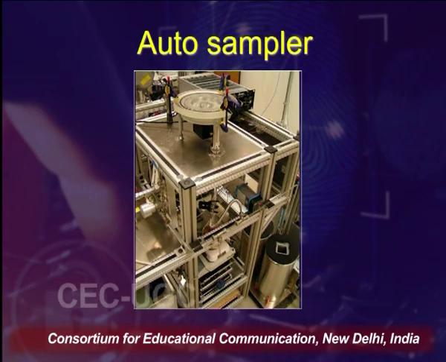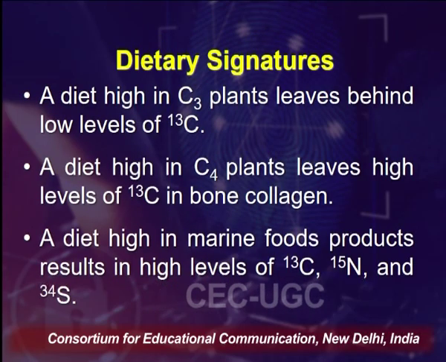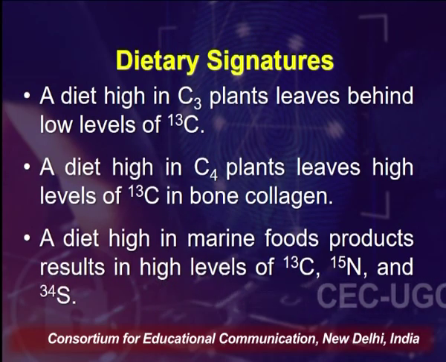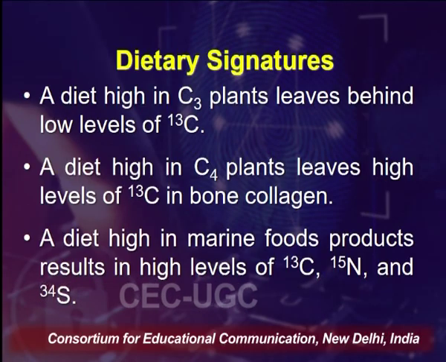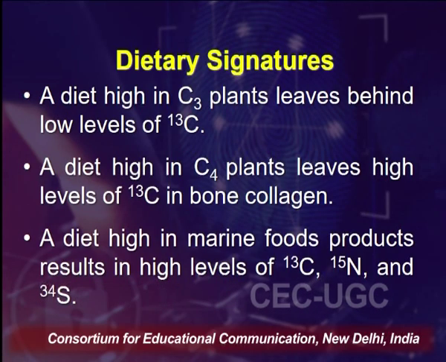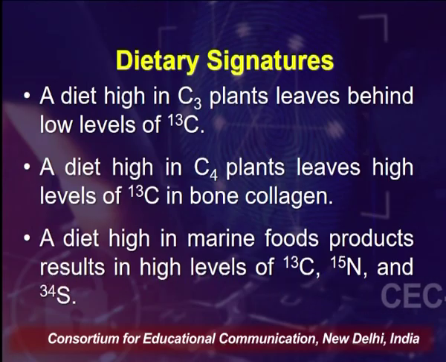We have an autosampler where a sample can be put directly, whether it is a bone sample, an axial sample, or any other sample you have to analyze. We can get the dietary signatures from that. A diet high in C3 plants will leave behind low levels of 13C, and a diet high in C4 plants will leave high levels of 13C in the bone collagen.